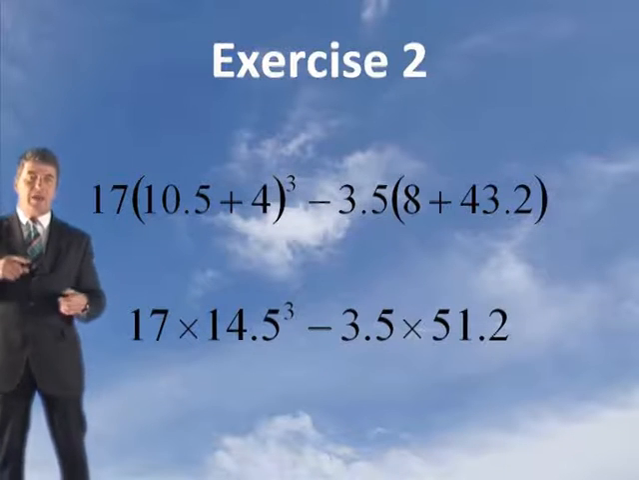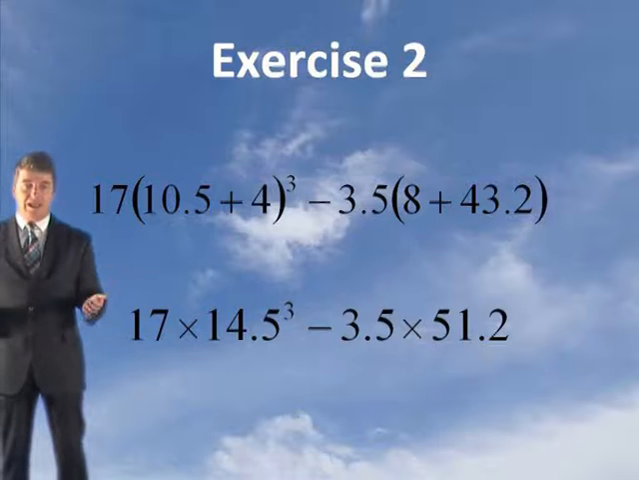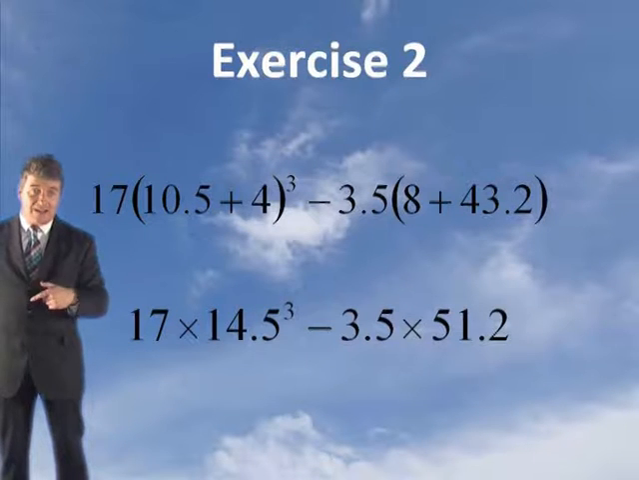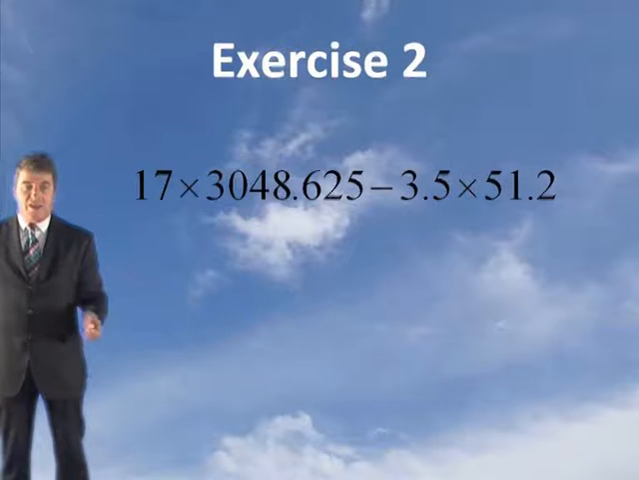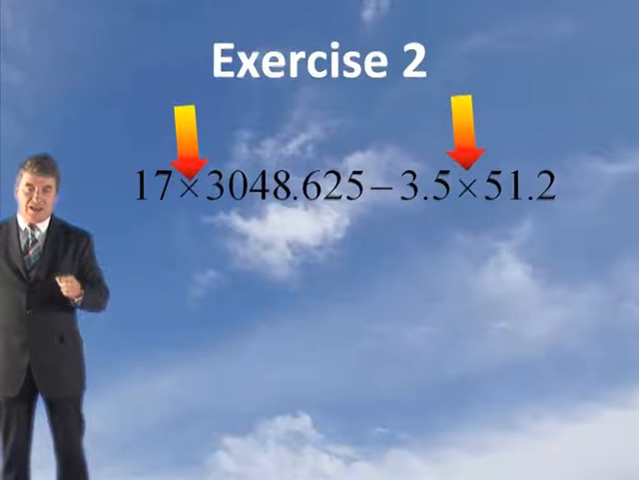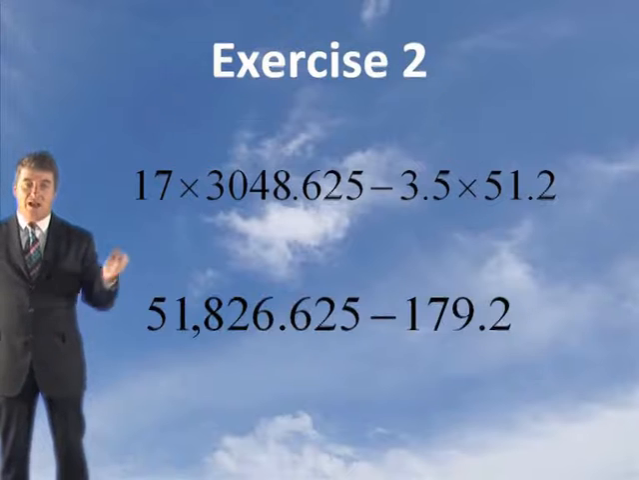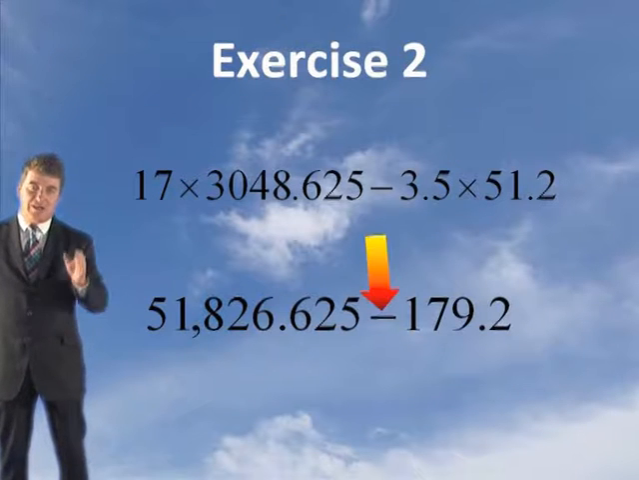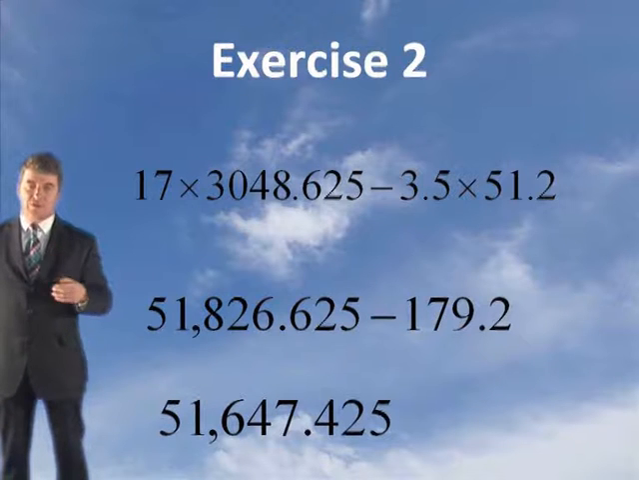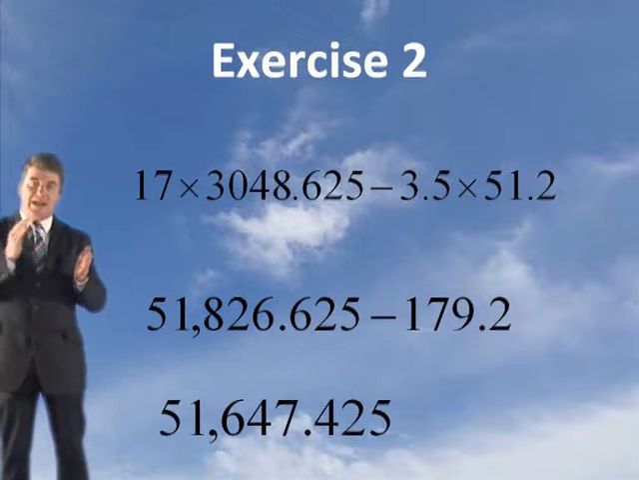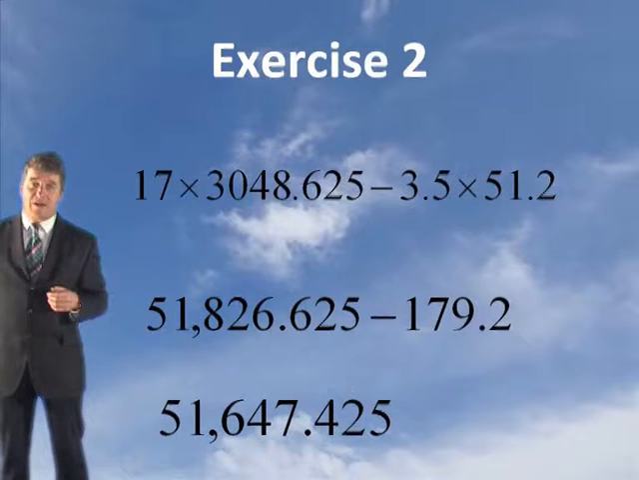Once you've sorted out the brackets, now you can get rid of those brackets, and you apply BIDMAS again. Sorting out the indices again, you've now got an indices which is 14.5 cubed. You sort your indices again first. Then you carry out your multiplication again, which gives you this. And you finally carry out your subtraction. Final answer, 51,647.425. Do you understand how you use BIDMAS, brackets first, then BIDMAS out? BIDMAS makes sure you get it the right way.